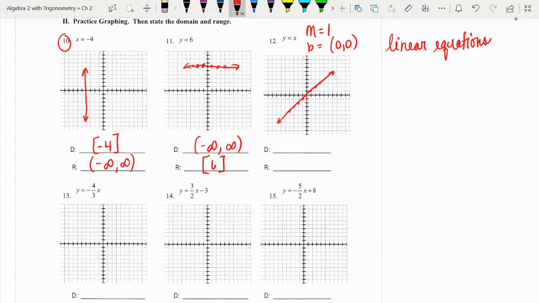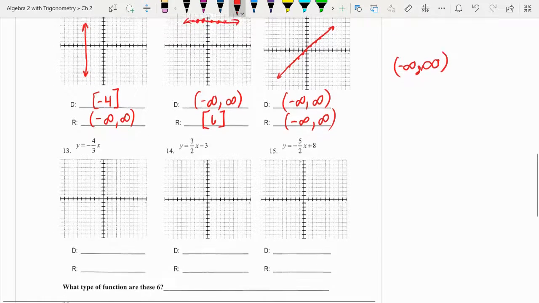This line, domain and range, both are all real numbers. Notice that infinities, and I want to make it a little bit neater. This is an infinity symbol, means forever. It means going forever. And I want you to know that you always will use a parenthesis with infinities. Never going to use the bracket because it doesn't include, you can't include that.